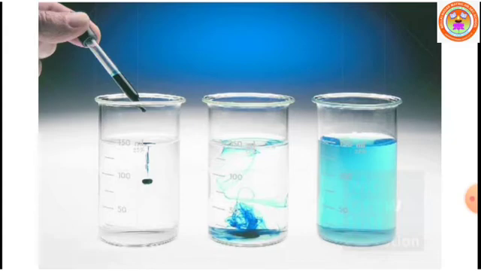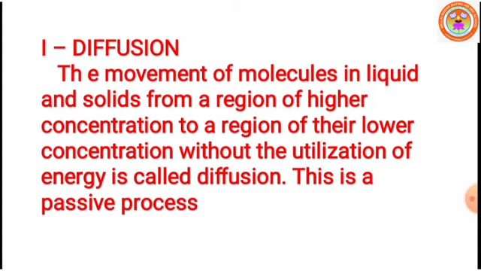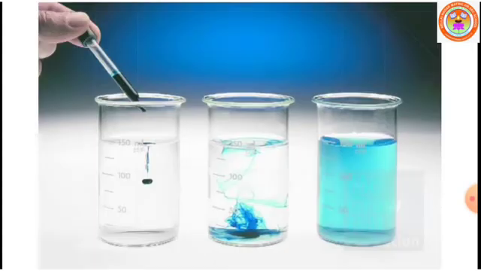So the movement of molecules in liquids and solids from a region of higher concentration to a region of lower concentration without the utilization of energy is called diffusion, and this process is known as a passive process. Once the diffusion is completely over, the molecules in higher concentration are evenly distributed in the medium. In the cell, this is the process that actually takes place.